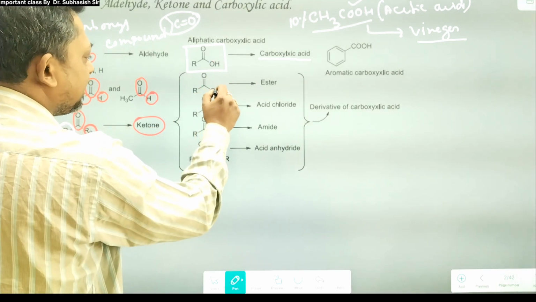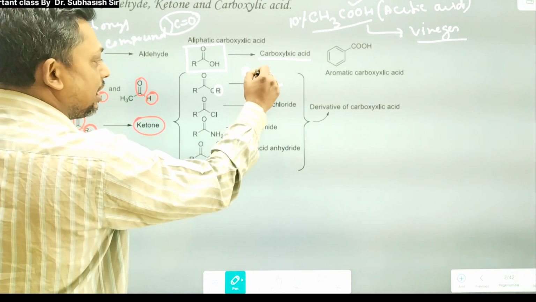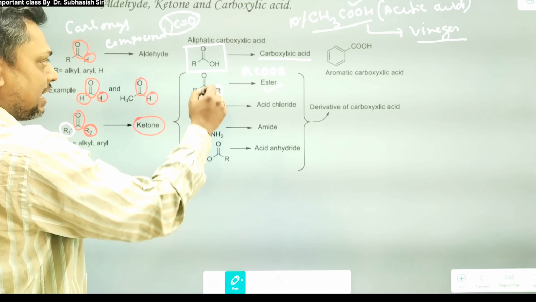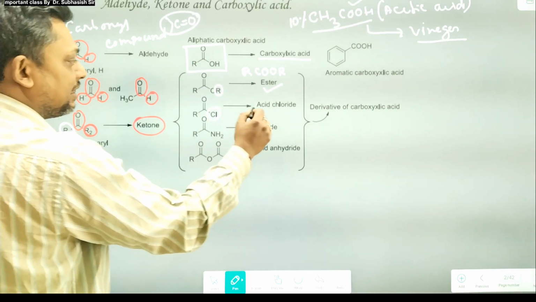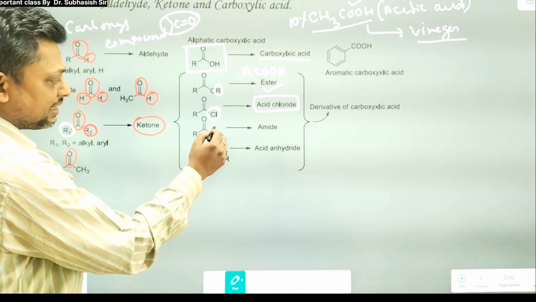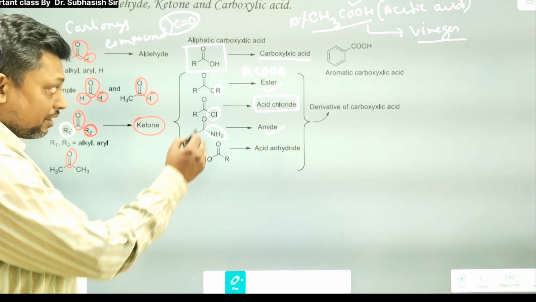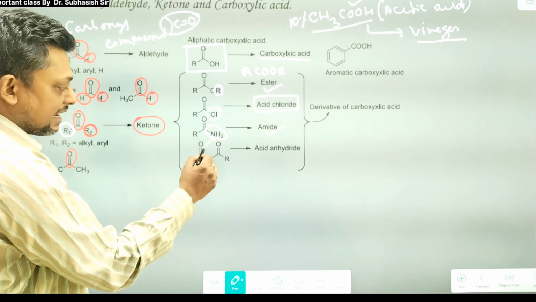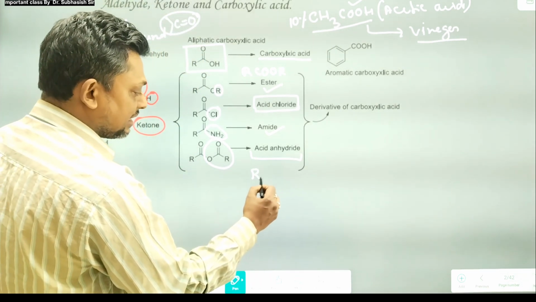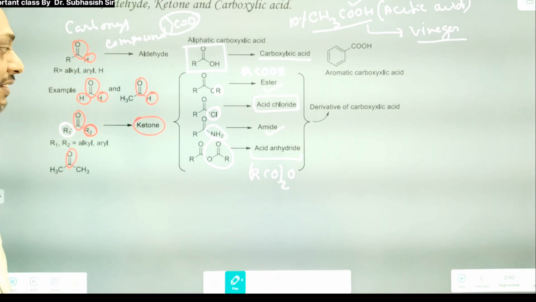Now if this hydrogen is replaced by an alkyl group, then we call it an ester, RCOOR. Now if this OH group is replaced by chlorine, then we call it acid chloride. And when this OH is replaced by an NH2 group, we call it amide. And when this OH group is replaced by an acyl group, then it is called acid anhydride, which has the general formula (RCO)2O.